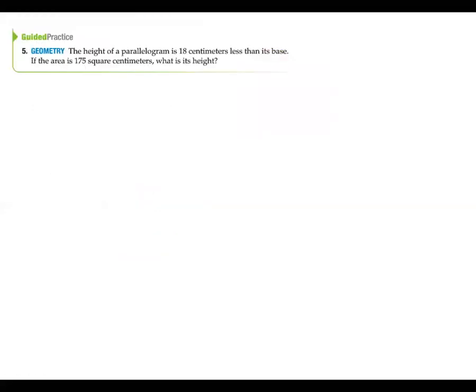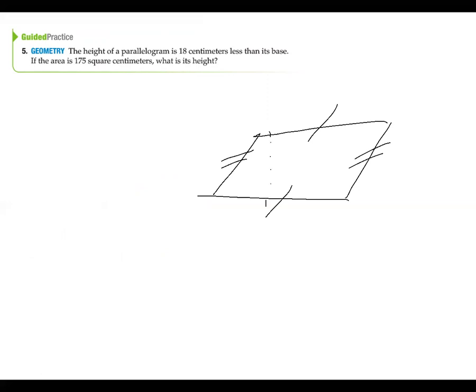Okay? So the height of a parallelogram is 18 centimeters less than its base. If the area is 175 square centimeters, what's its height? Well, a parallelogram is like this. These sides are parallel. These sides are parallel. But the height is the vertical distance between the two parallel sides. Okay? So the height is 18 centimeters less than its base. So it's the base minus 18.